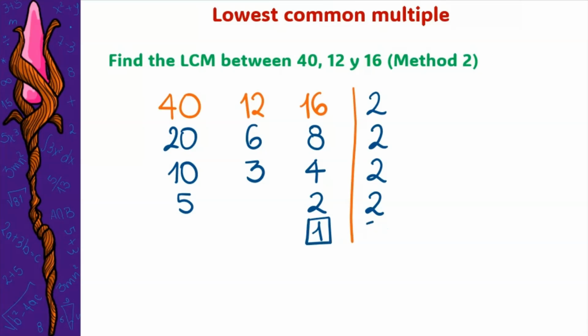Then the next prime number is 3. We can divide this one by 3. And finally divided by 5 for this one.